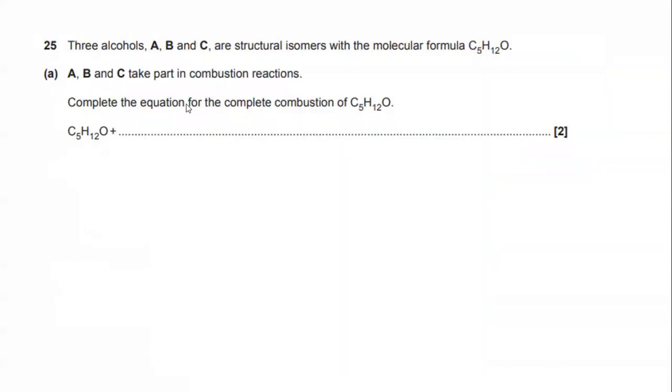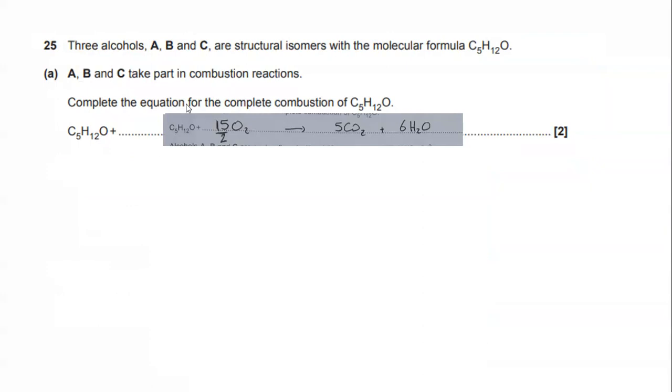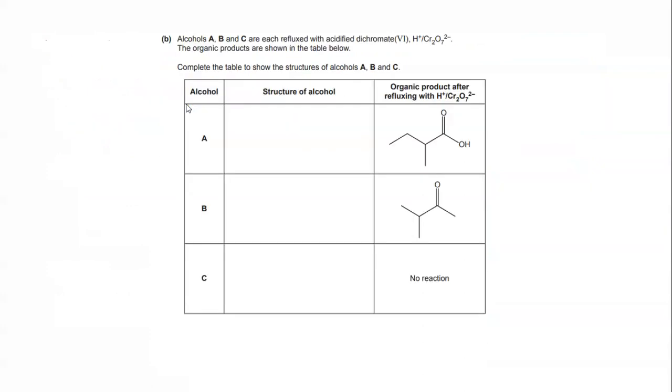Always the same. 3 alcohols, A, B, C are structural isomers with the molecular formula C5H12O. A, B, and C take part in combustion. Complete the equation. So you're going to form carbon dioxide and water. And to balance it, make sure you don't forget this oxygen in C5H12O. Start by balancing the carbon, forming 5 CO2, 12 hydrogens, so 6 H2O, and then complete the oxygen by putting 15/2, or 7.5 molecule of O2.